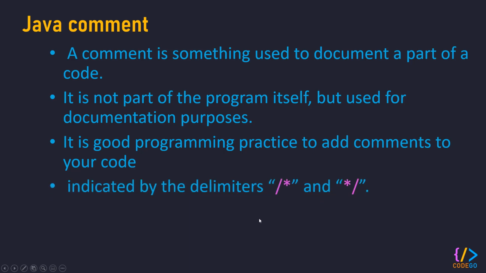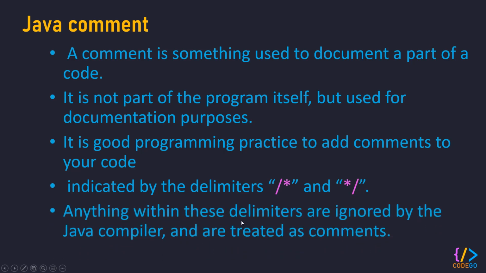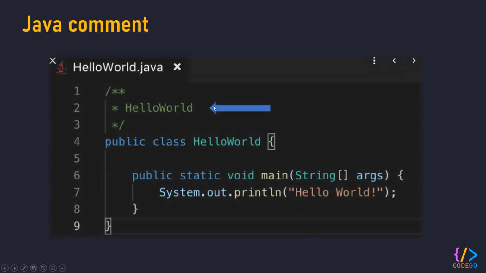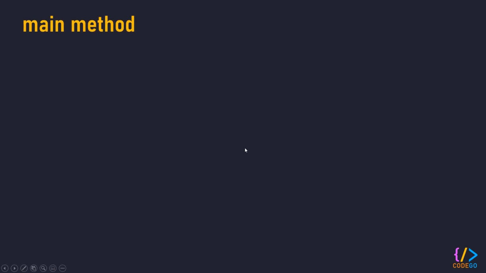Okay, so it is indicated by the delimiters slash, asterisk, and slash. Anything within these delimiters is ignored by the Java compiler and treated as a comment. So, example of a Java comment is this one. Okay? So, pag nakikita ni compiler na nag-start yung line natin ng ganito, ini-ignore po niya yan. Naghahanap din po siya ng ending. So, again, if we're going to create a Java comment, just follow the syntax: slash, asterisk, and then asterisk, and slash. Okay? Next is the main method.